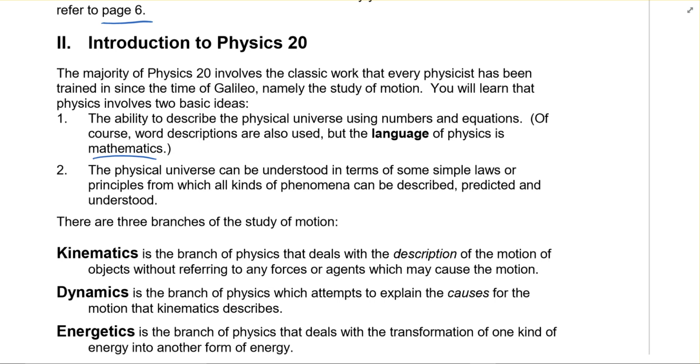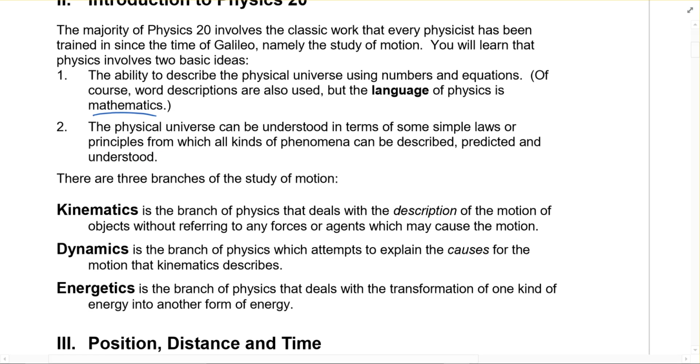And one other assumption that we make in physics is that all phenomena can be described with some simple laws. So we take these simple laws and try to explain the world around us with those. It's definitely an assumption, but it seems to work really well so far.